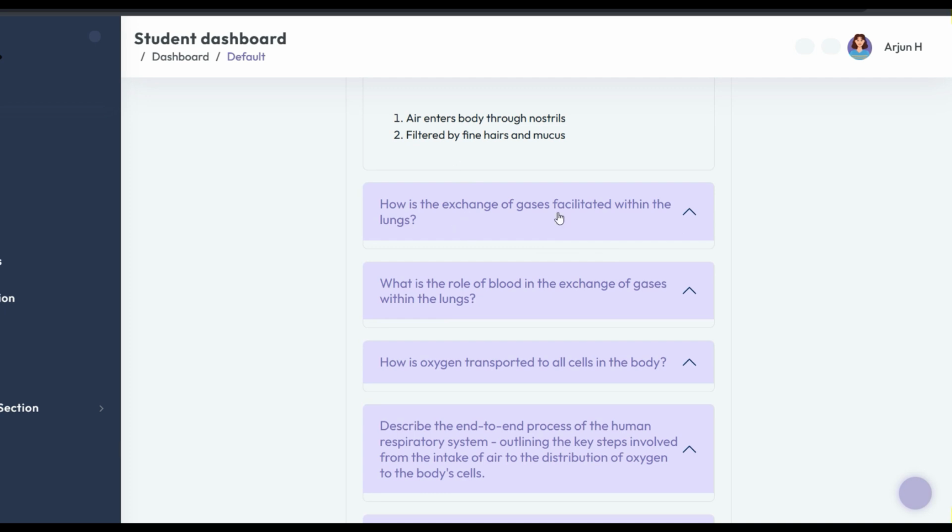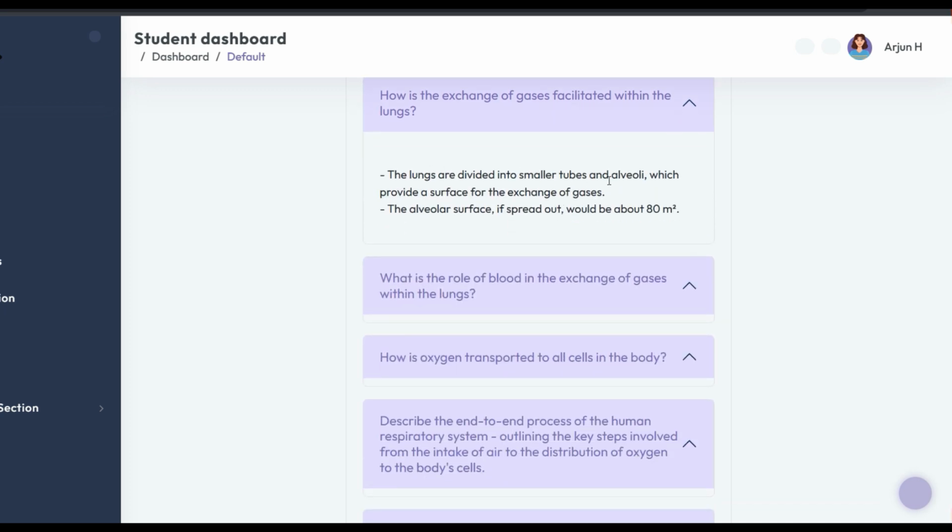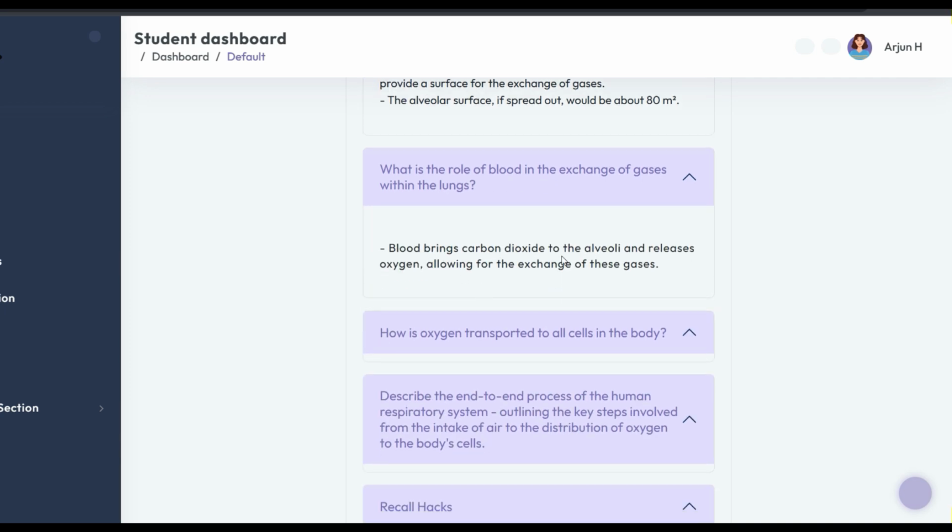How is the exchange of gases facilitated within the lungs? The lungs are divided into smaller tubes and alveoli, which provide a surface area for exchange of gas. The alveolar surface, if spread out, would be around 80 square meters. That's pretty huge. What is the role of blood in the exchange of gases within the lungs? Blood brings the carbon dioxide to the alveoli and picks up oxygen, allowing for the exchange of gases. It takes carbon dioxide from one end and gives it to the alveoli, and from the alveoli, it takes in oxygen and delivers it at the other end.